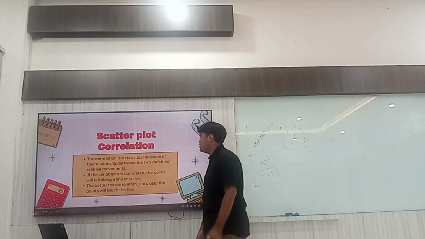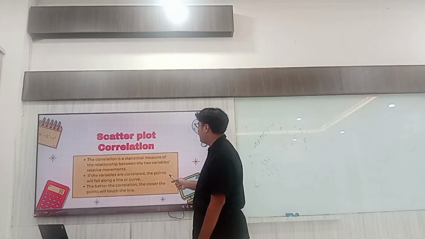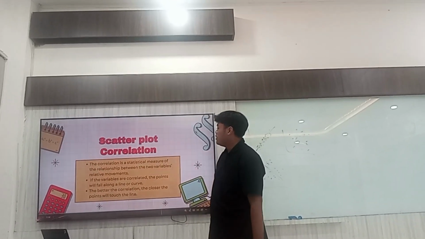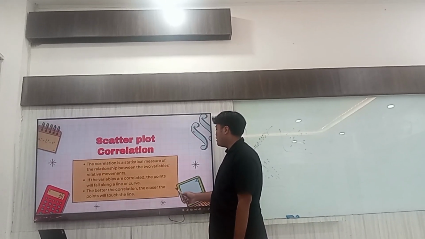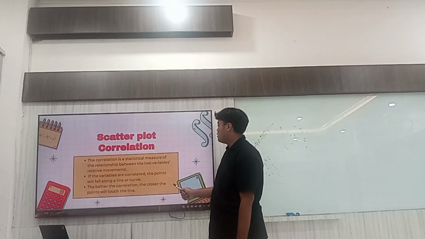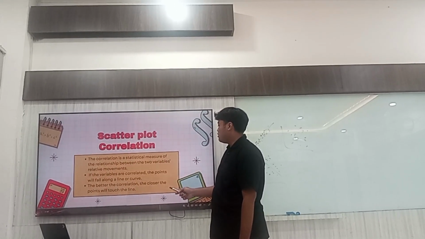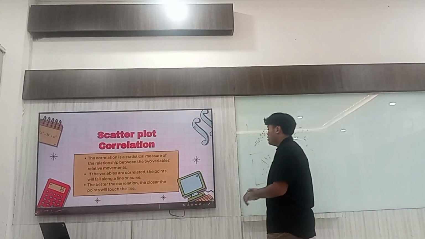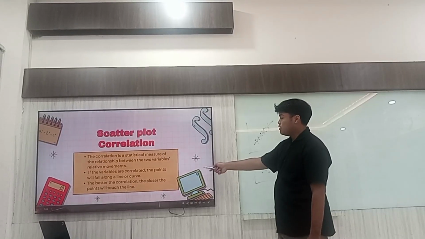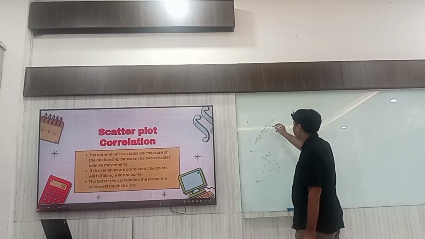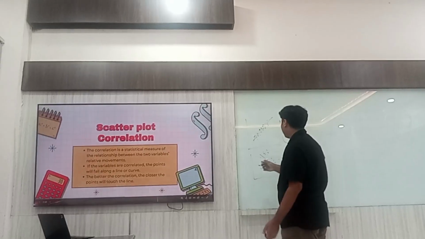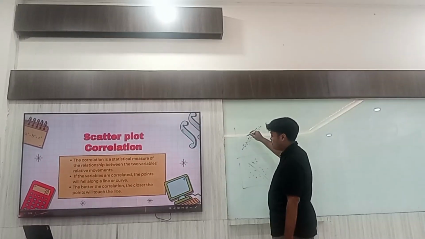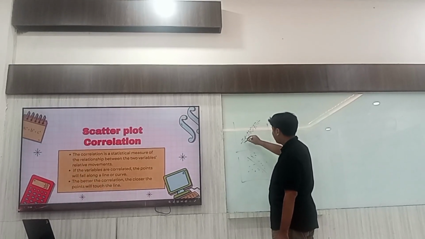Scatter plot correlation. Correlation is a statistical measure of the relationship between two variables' relative movement. If the variables are correlated, the points will fall along a line or curve. The better the correlation, the closer the points will touch the line. Correlation is good or strong if every dot is close to the line.